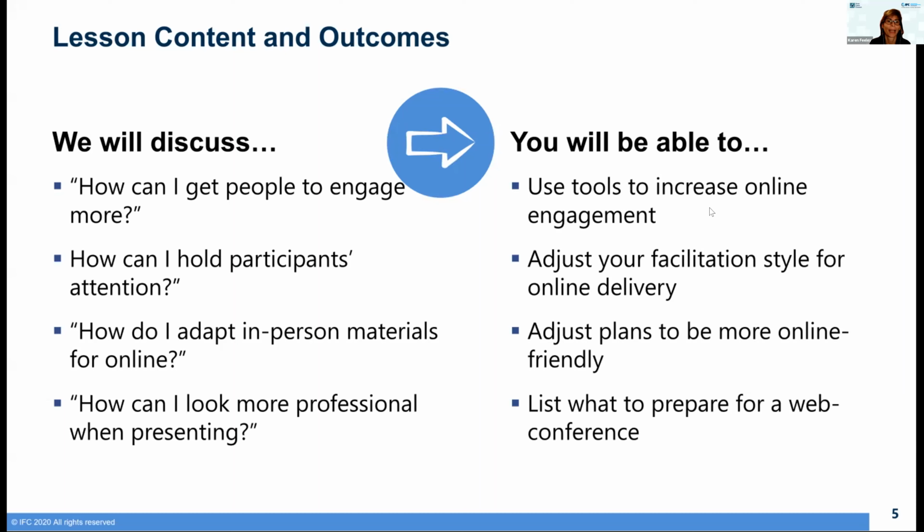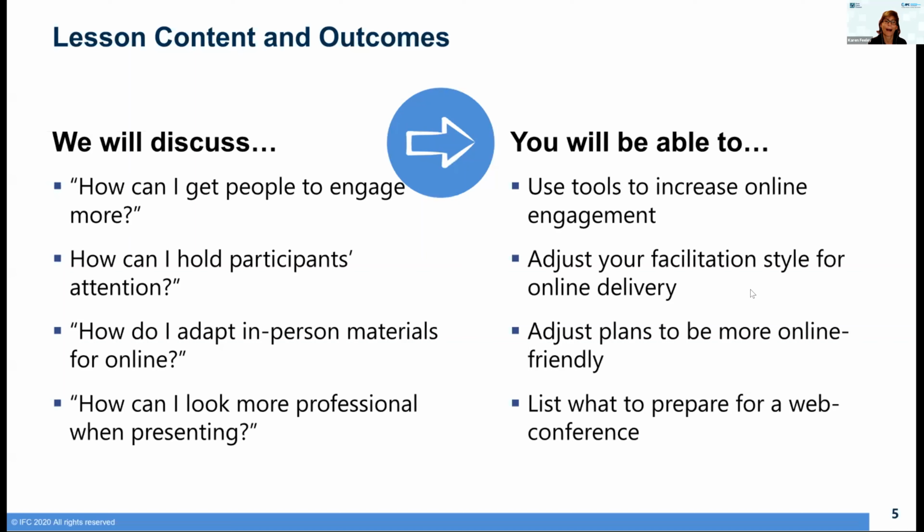The third question is, how do I adapt in-person materials for online? And while we're not going to dive too deeply into that, because that's really an instructional design issue, we recognize that some of you are going to have to adapt, so we'll give you some tips on it. And then finally, we'll answer the question, how can I look more professional when presenting? And we'll give you some ideas about things to consider doing even before you really start to talk.